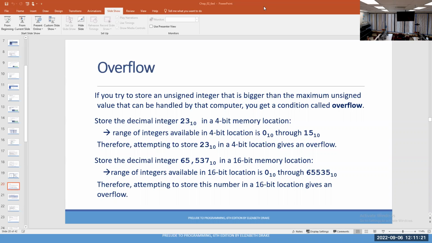I think that in the exam you will have a question asking you about overflow.